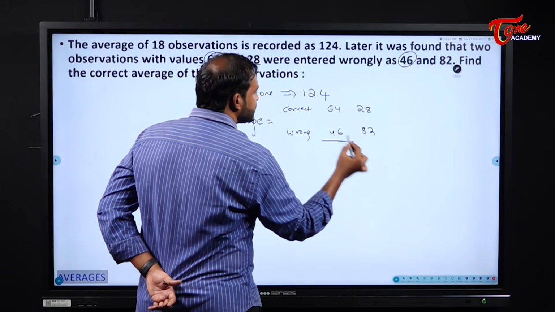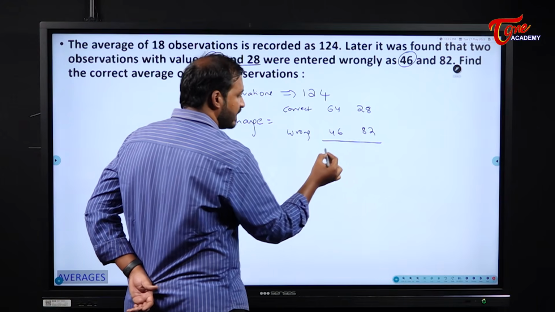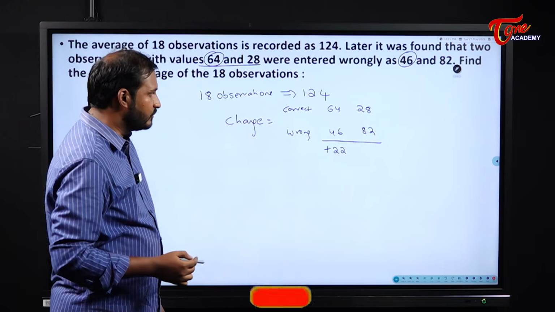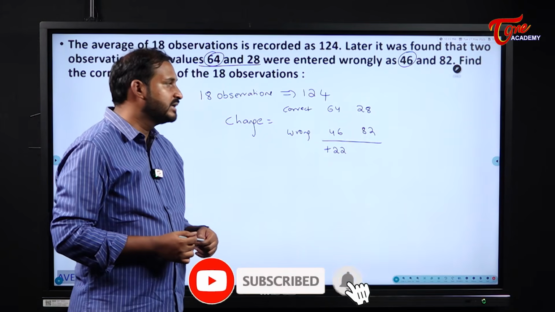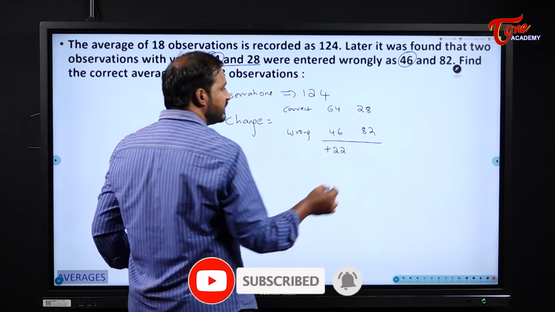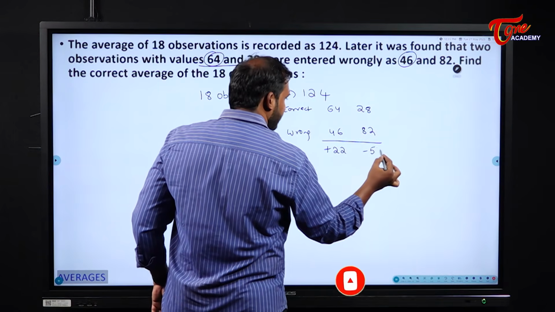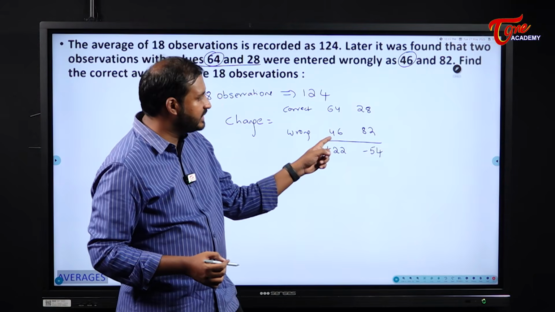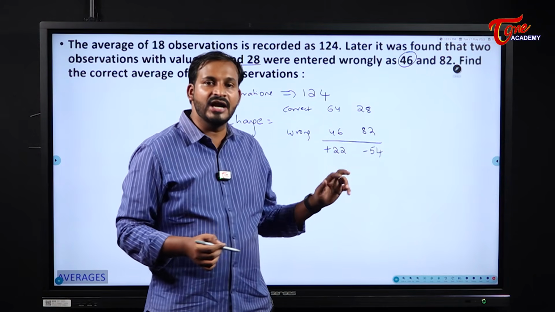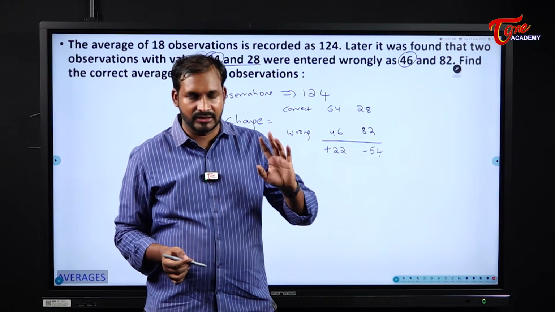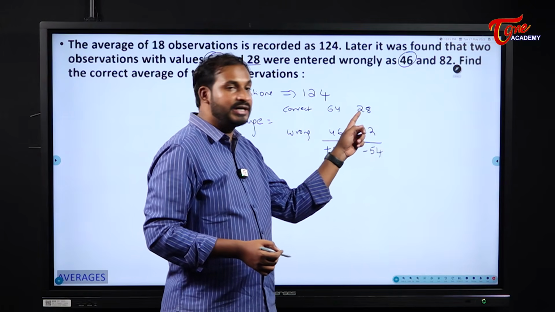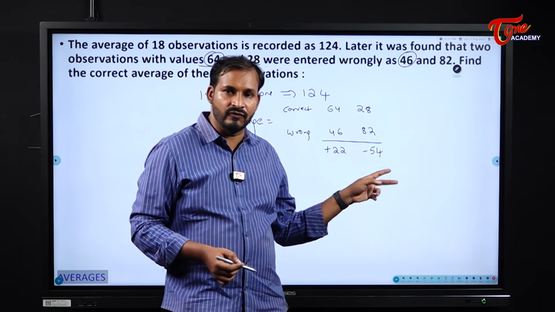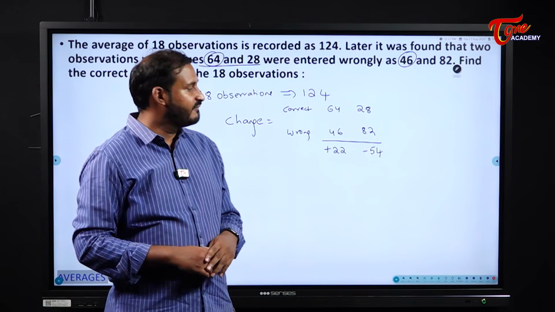Now tell me, in this case, should I add or subtract? I should add. How much? Plus 22. I need to add 22 more. In this case, should I add or subtract? I should subtract. How much? Minus 54. Why? Because correct is 64, but I added just 46, so I should add more, then obviously it becomes correct. The correct one is 28, but what is added here? 82. So the difference between these two is 54. That means I should subtract this 54.